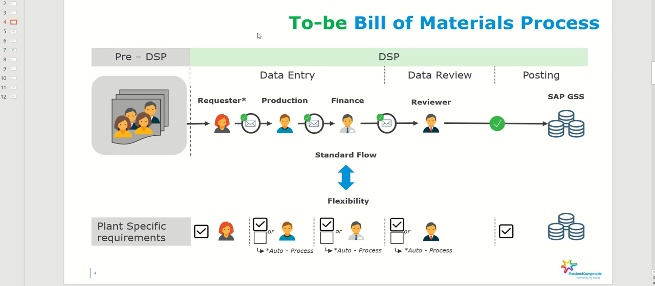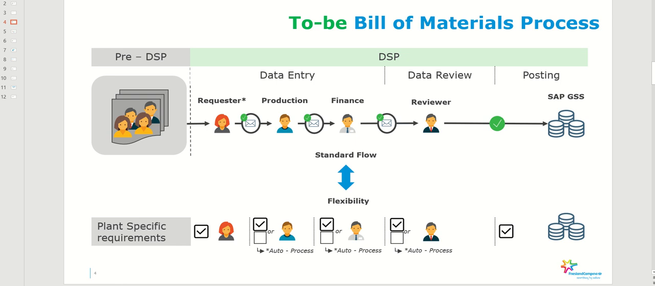In this video I will start to show you the DSP process bill of material. In the bill of material process there are several roles: requester, production, finance, finally a reviewer. After the reviewer has been finalizing his role, the BOM will be posted into SAP. There are options to auto process different roles, which I will show you later in this demo.